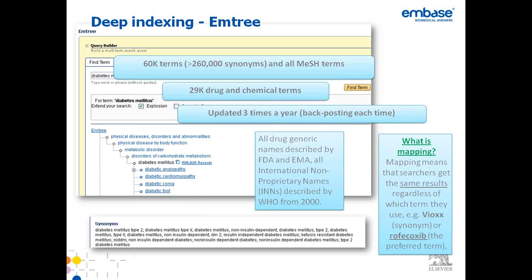So mapping means that searches get the same results regardless of the term they use. So for example, Vioxx is a synonym of rofecoxib. So you could do a search for Vioxx, but you will retrieve the same results in Embase as if you did a search for rofecoxib, because Vioxx, being a synonym, is mapped to the entry term, and that gives you consistency in your results.